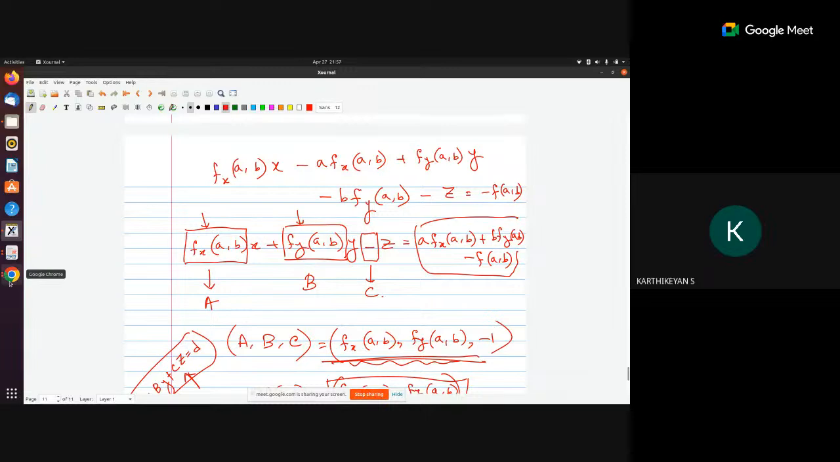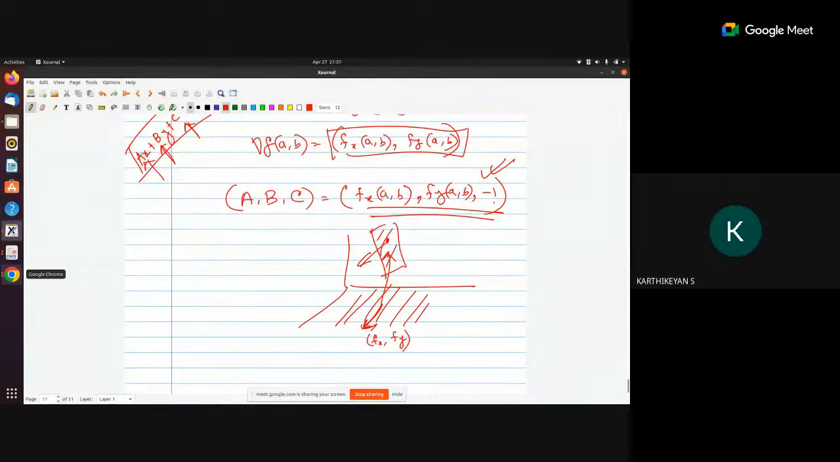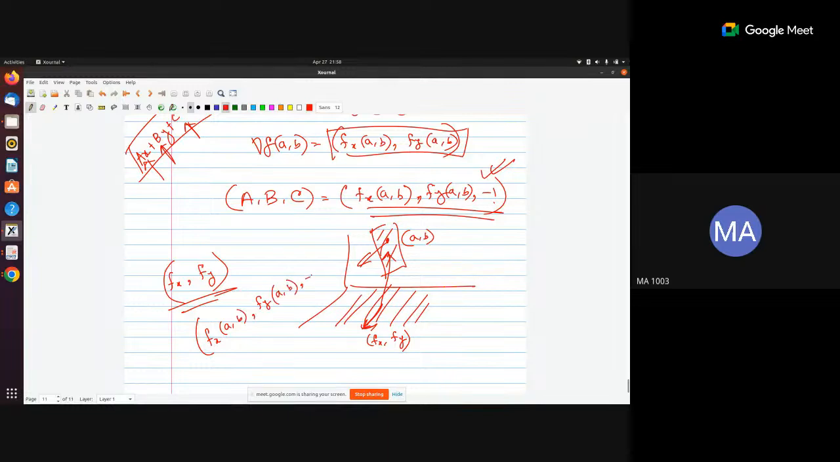Sir, can you repeat the last point? What he is saying, basically, is that he is summarizing what I have said. Yeah, so you summarize. What we are doing, we are getting this gradient vector, right? Now at this point (a, b), if I consider this vector (fx(a,b), fy(a,b), minus 1), this is the direction which is perpendicular to the surface at this particular point, right? So take all the points which are perpendicular to this. That will be our tangent plane.